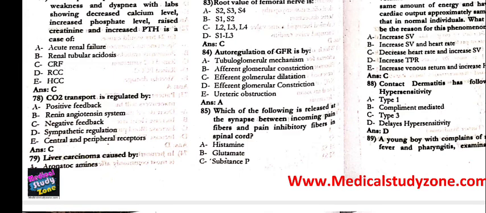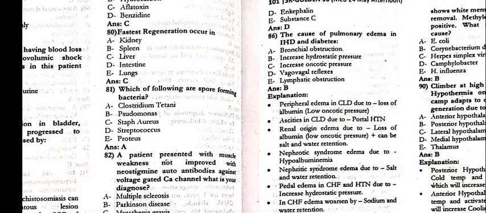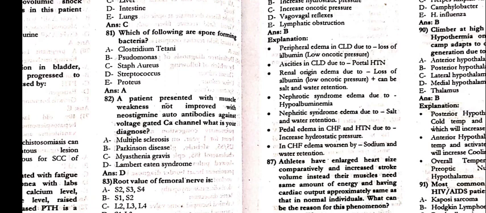Liver carcinoma is caused by aflatoxin. 80: the fastest regeneration occurs in the liver. 81: which of the following are the spore forming bacteria? That is Clostridium tetani.